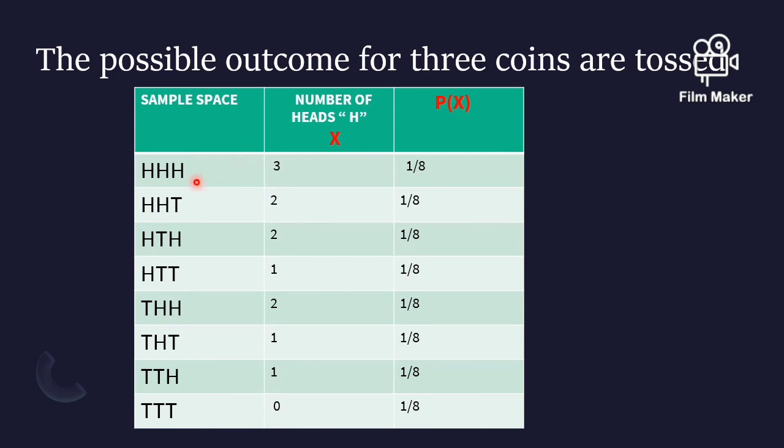So how many sample spaces do we need? 1, 2, 3, 4, 5, 6, 7, 8. So divided by 8, divided by 8, and so on. So we have 1 and 1, and you will write 1. So these are the continuation of the probability distribution.